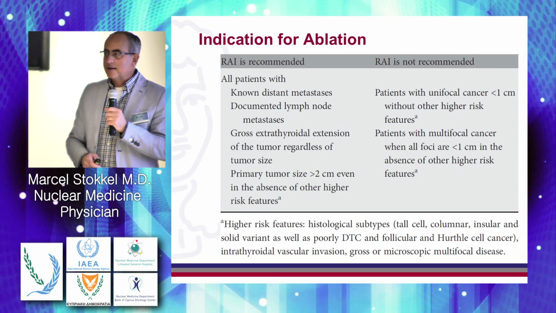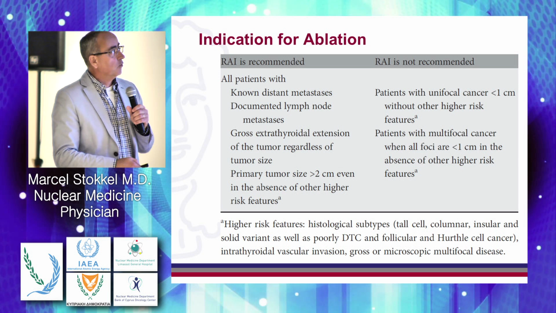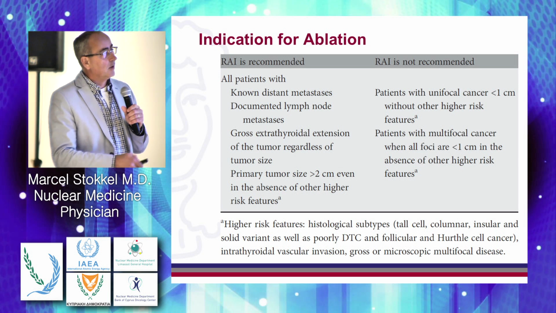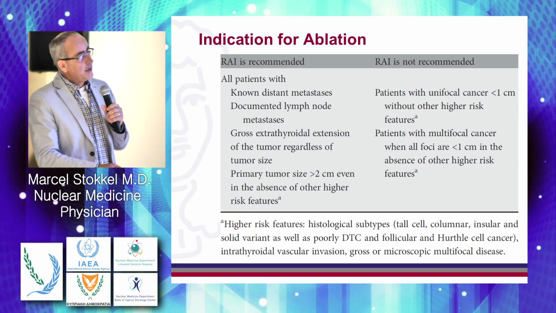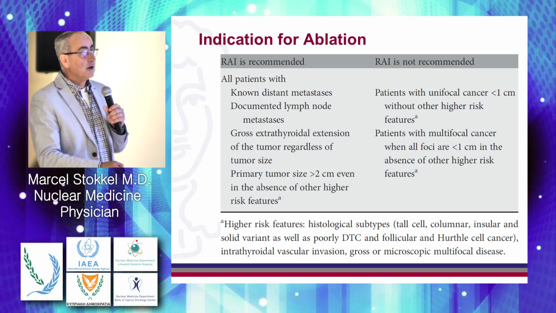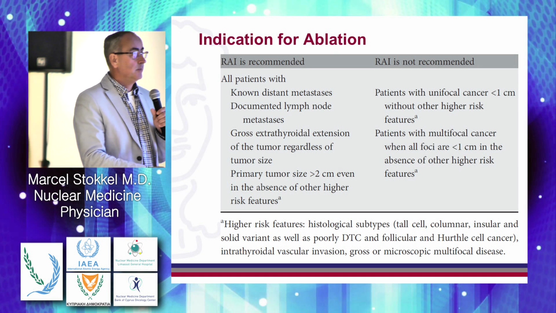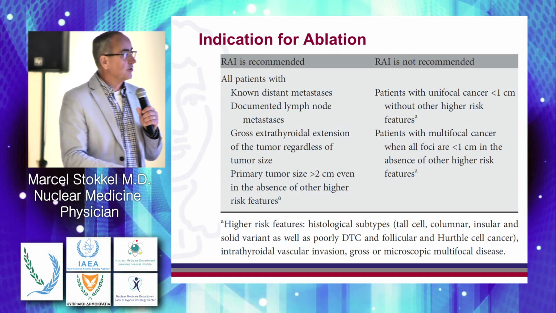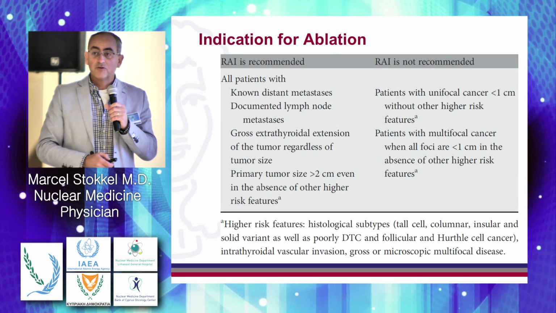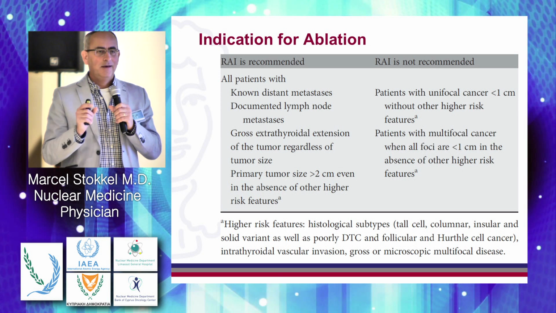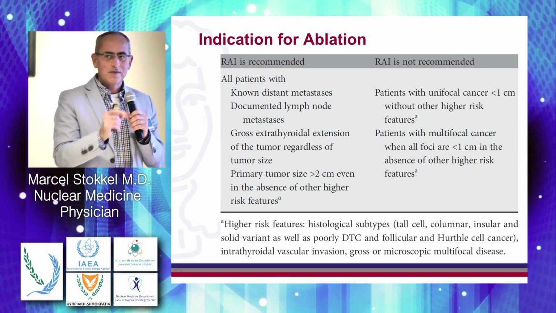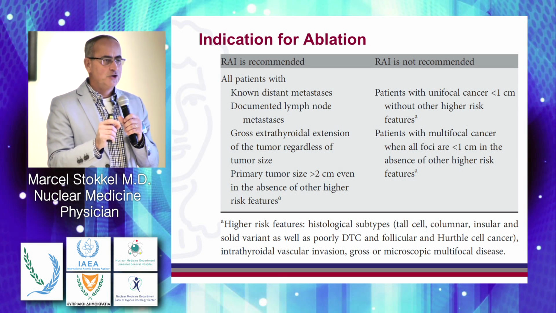Based on the European guidelines, you see here the indications for ablation. When is radioiodine recommended and when is radioiodine ablation not recommended? Well, in fact, patients with unifocal cancer smaller than 1 centimeter in diameter, without other risk factors, or patients with multifocal cancer when all foci are less than 1 centimeter in diameter, even in the contralateral lobe. It means that all small lesions found in the thyroid gland, smaller than 1 centimeter in diameter, should not be ablated anymore.